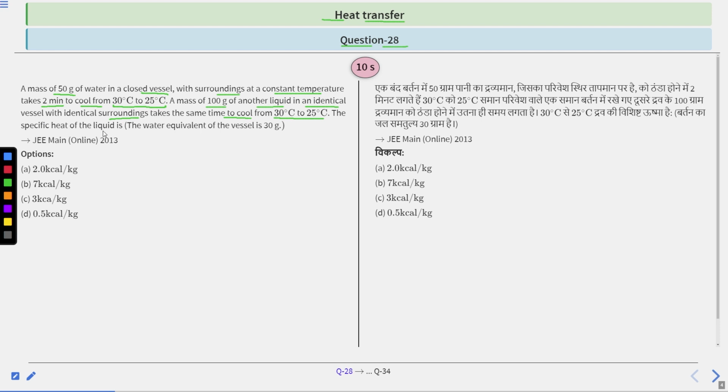The specific heat of the liquid is what? So this question asks about the specific heat of the liquid. Which option is correct? And the water equivalent of the vessel is 30 gram. Option A 2 kilocalorie per kg. Option B 7 kilocalorie per kg. Option C 3 kilocalorie per kg. And option D 0.5 kilocalorie per kg. So which option is correct? You have 10 seconds to solve this question. After 10 seconds, we will provide the solution.